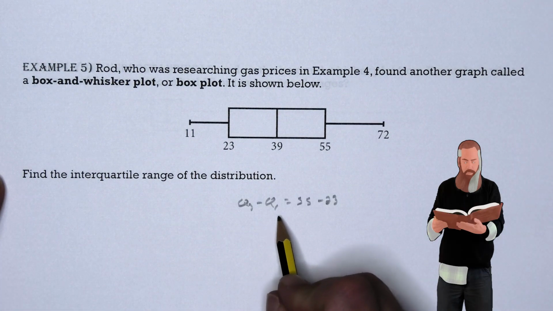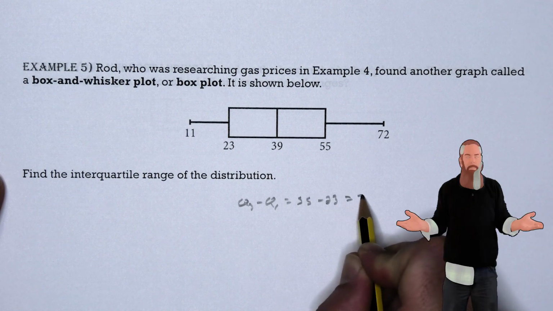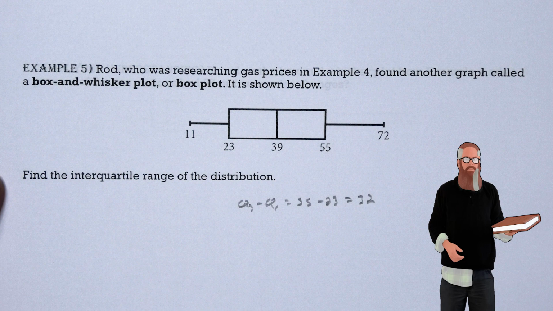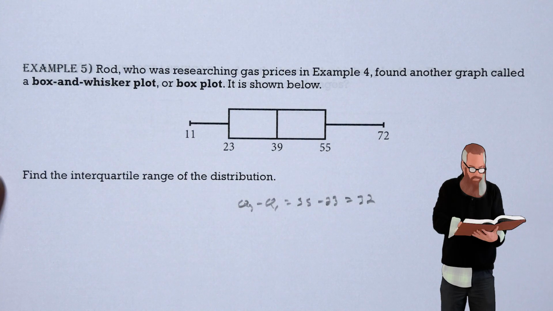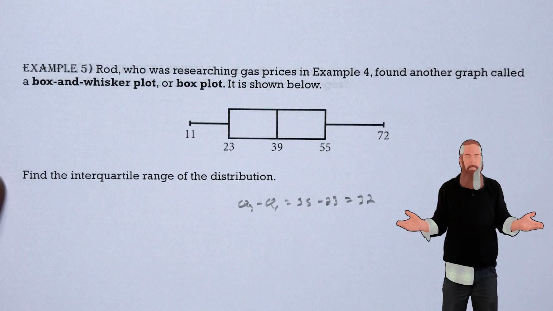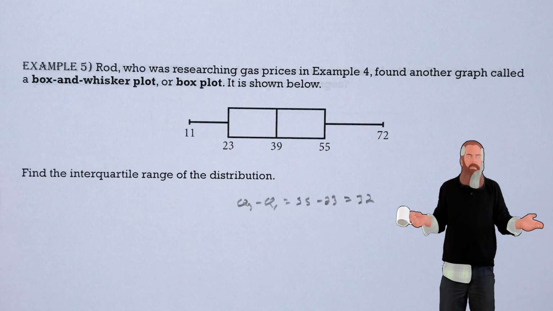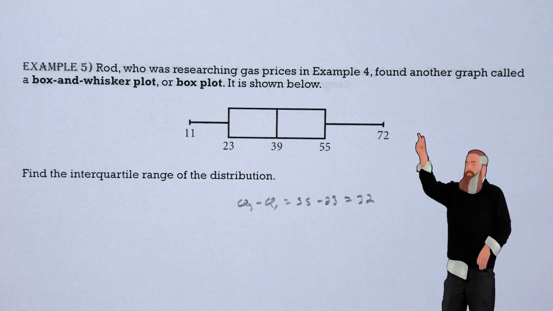So Q3 minus Q1 would give us 55 minus 23, or 32. The interquartile range is 32, which means 50% of all gas prices were within this range. Notice that you can also find the range using a box plot, but you cannot find the mean from the box plot. You can use the statistics menu on your graphing calculator to draw a box and whisker plot.